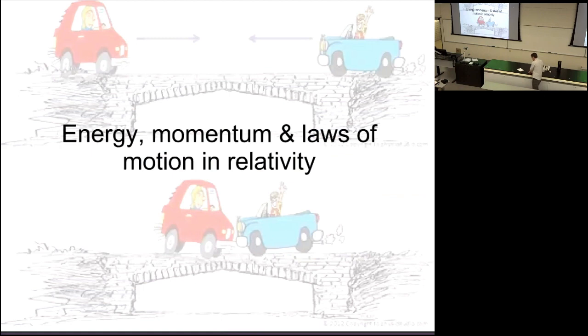Okay. Take a breath. That was how you add velocities, and that was how you reproduce the fact that the speed of light is the same for everybody, and how there's a relativistic speed limit on speeds. Now I want to talk about laws of motion. Laws of motion in relativity compared to laws of motion in classical space-time.